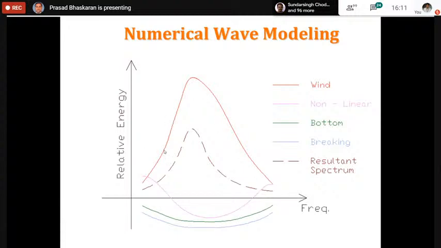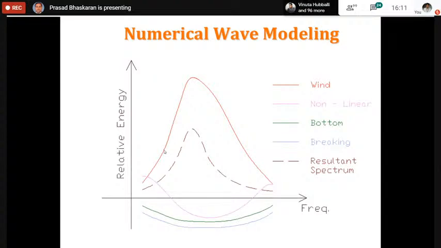Now when the wind is generating the waves, what is happening? Wavelets are generated. When the wavelets are generated, you are having different types of individual waves which are created, and these individual waves move with a different speed. So when they move with a different speed, they interact with each other, and during the course of interaction, there will be a nonlinear wave-to-wave interaction which can redistribute the energy within the wave spectrum.